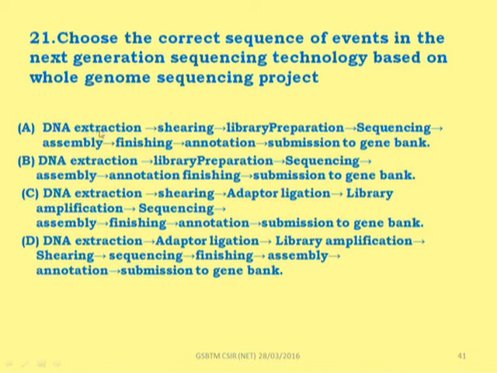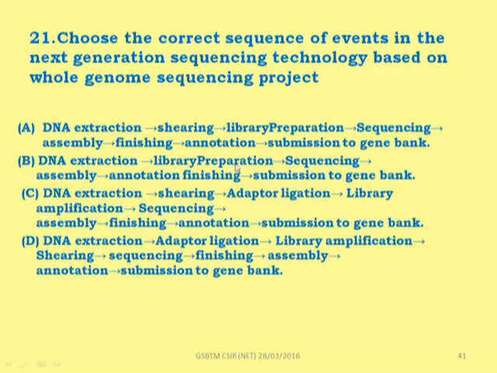First one is DNA extraction, then shearing, then library preparation, then sequencing, then assembly, then finishing, then annotation and submission to gene bank. One important step is missing. Here adapter ligation should be there. After DNA extraction, either you can shear or cut it with restriction enzyme, then ligate the adapter, then go for library preparation. So this one is not right.